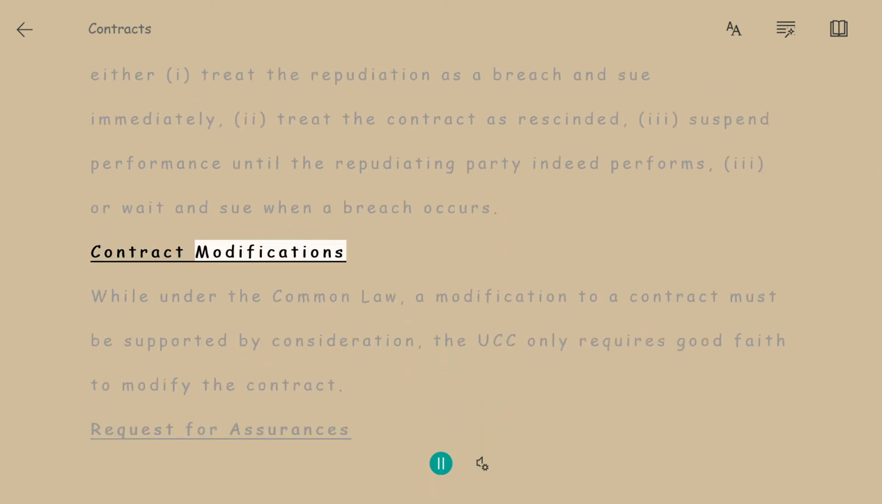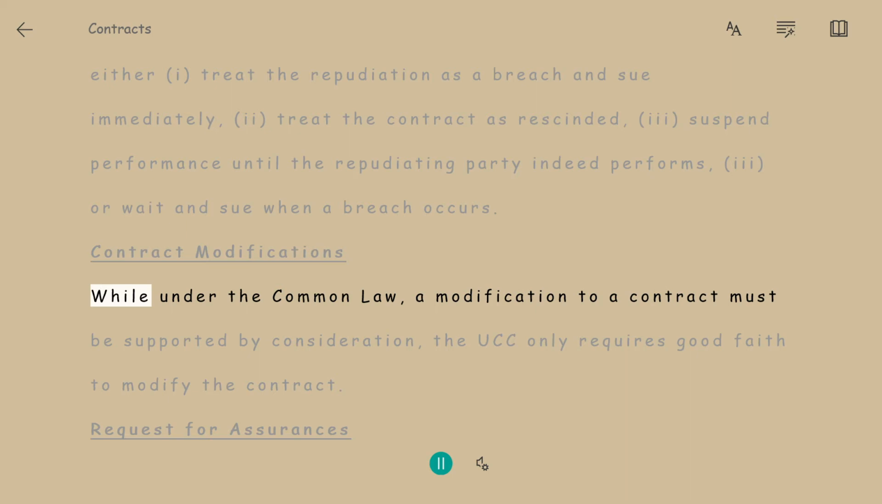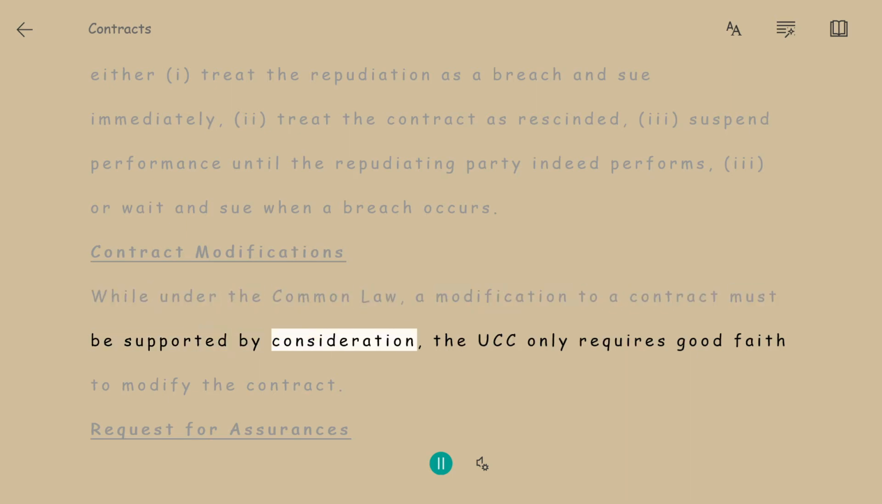Contract modifications. While under the common law, a modification to a contract must be supported by consideration, the UCC only requires good faith to modify the contract.